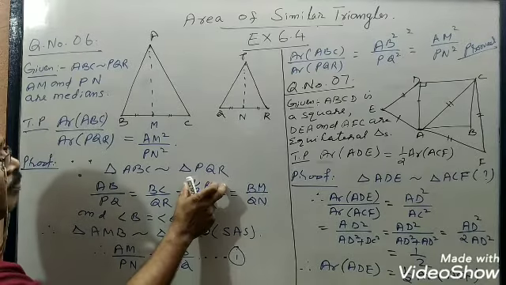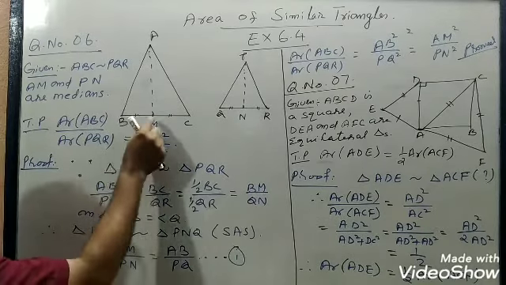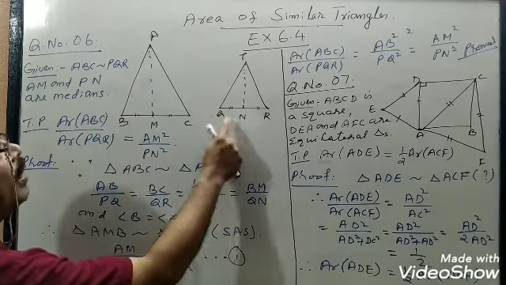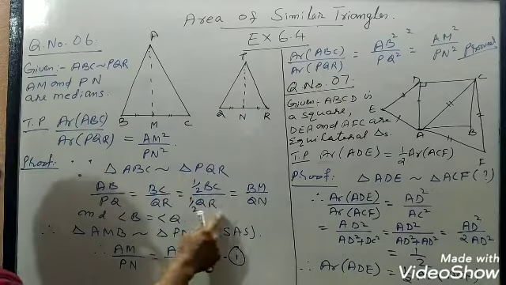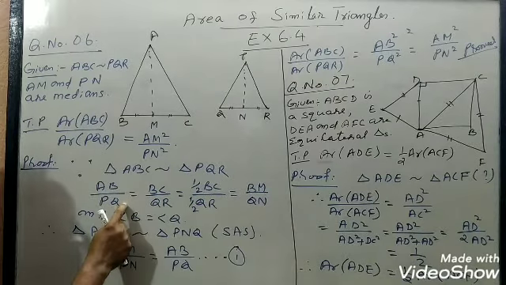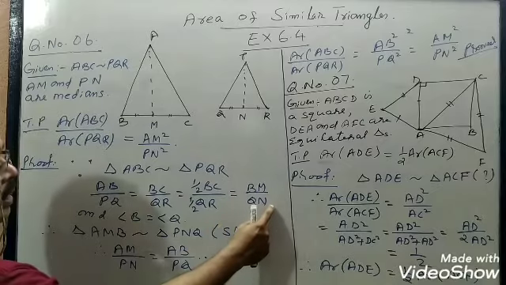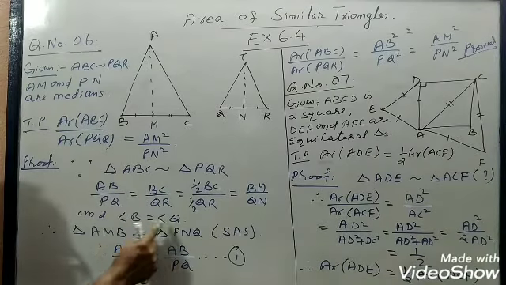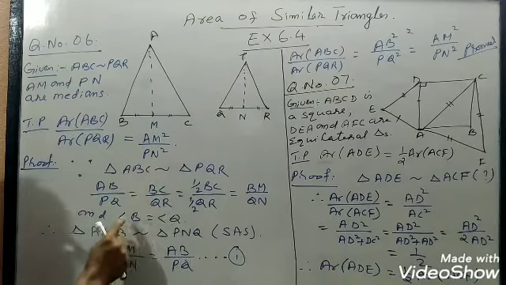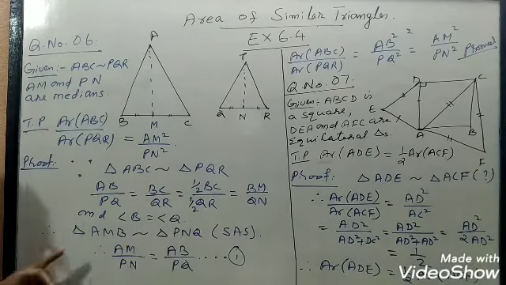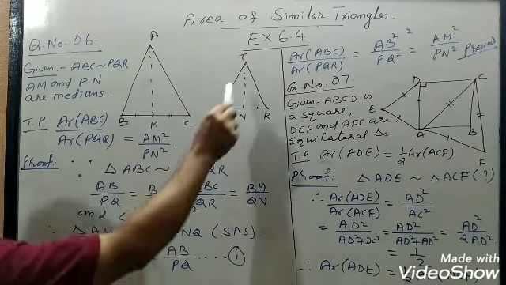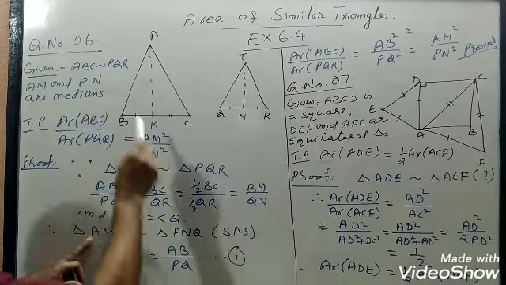Then what is half BC? Half of BC is BM, because M is the midpoint of BC. So BM will be half of BC and QN will be half of QR. So BM by QN. That is AB by PQ is equal to BM by QN. Now, also angle B is equal to angle Q, because the triangles are similar, so corresponding angles will be equal. Therefore, we can prove that triangle AMB is similar to triangle PNQ. Why?